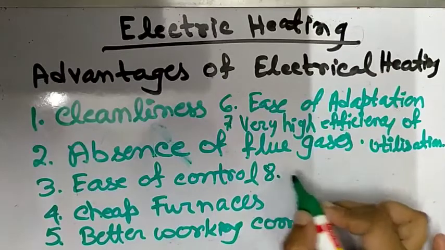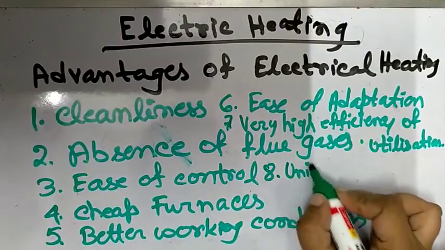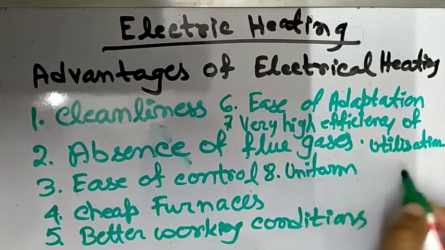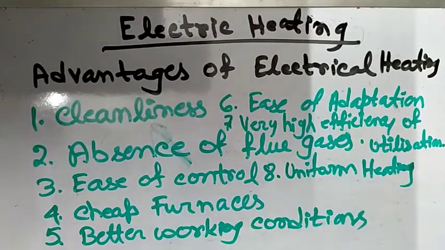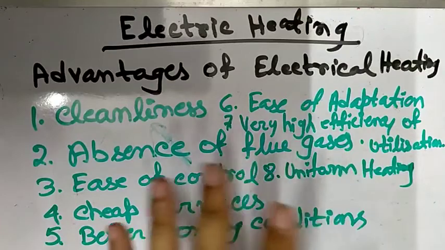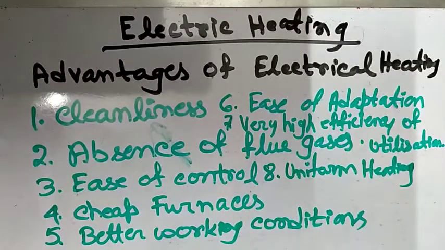Next is uniform heating. In all the methods of heating by burning fuels, heat has to be conducted from the outer surface of the material to the inside of the material. Thus the inside core of the material comparatively remains cold, and by electric heating it is possible to generate heat inside the core of the material, and thereby uniformity in heating is closely achieved.